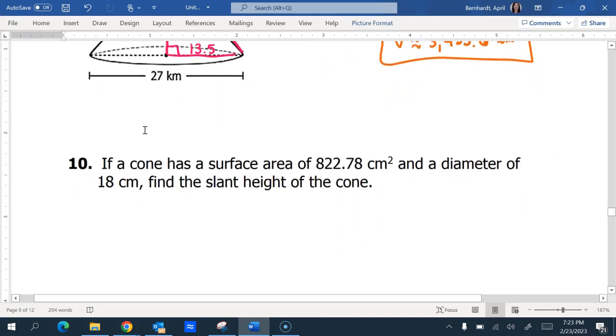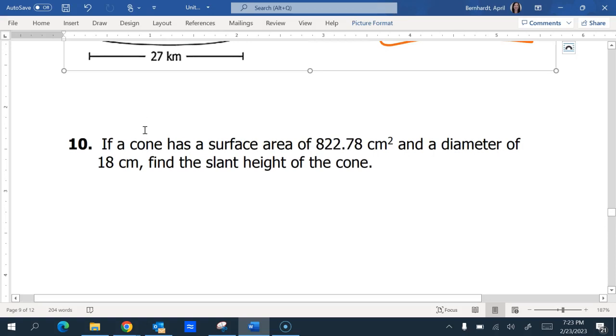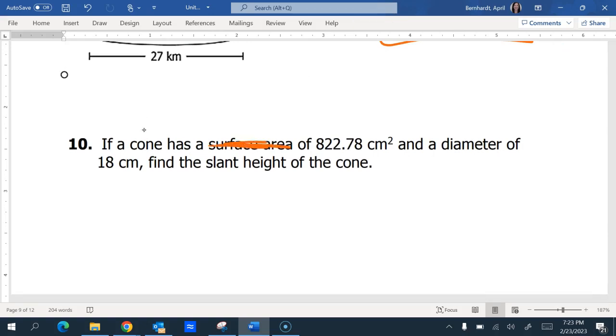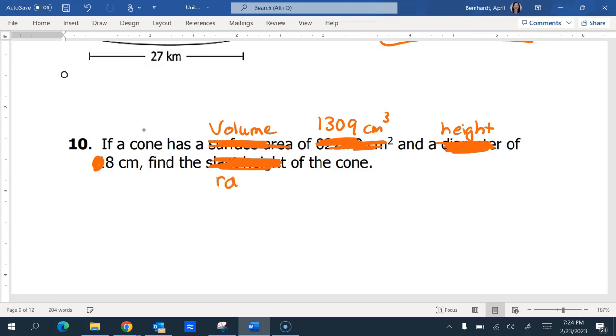All right, and we have a word problem. So it says if a, oh, this is wrong. So this should have been, let's change this. So if a cone has a volume of, this is surface area, so switch this, 1,309 cubic centimeters, and a height of 8 centimeters, so just scribble out that one. Find the radius of the cone.